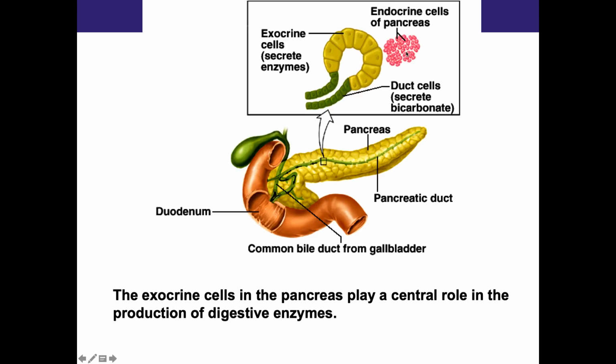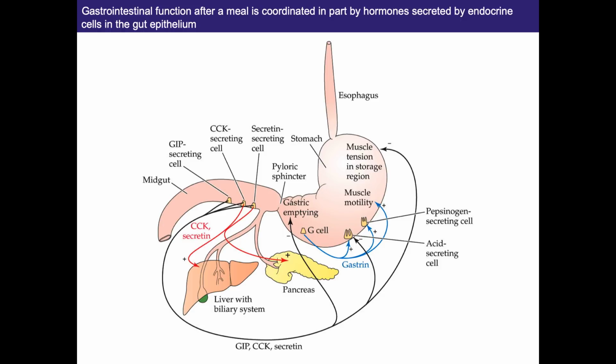Okay, so let's just go through this last slide. Let's start off with CCK here. The cells that secrete CCK are called I cells. The I cells detect lipids, which stimulates them to secrete cholecystokinin, which is CCK. CCK then travels in the bloodstream to the gallbladder and the pancreas. It does a number of things. It stimulates the gallbladder to contract and deliver bile into the duodenum. It causes the pancreas to release lipases. Those are enzymes that break down lipids.